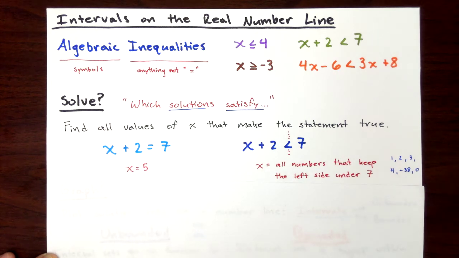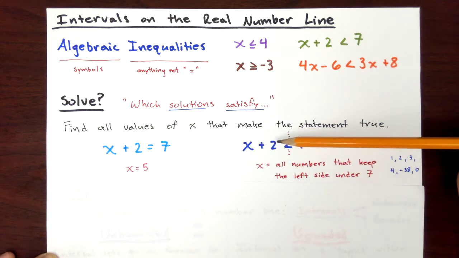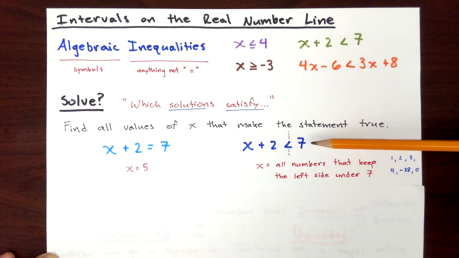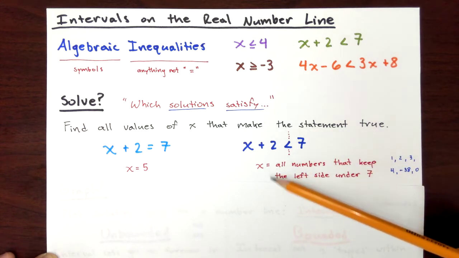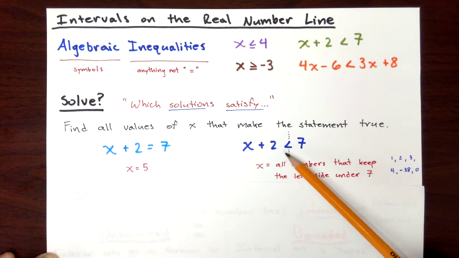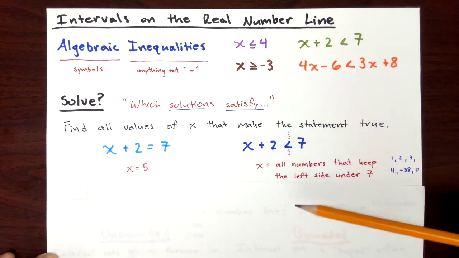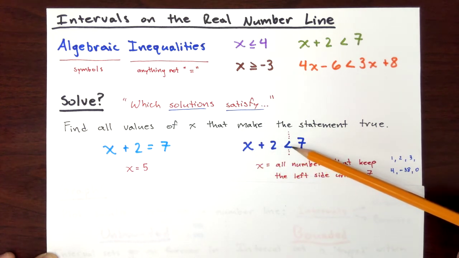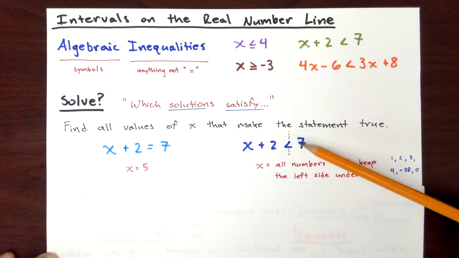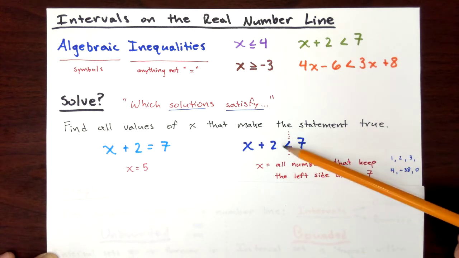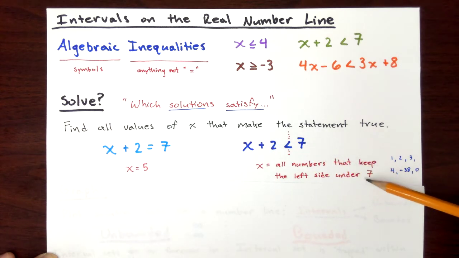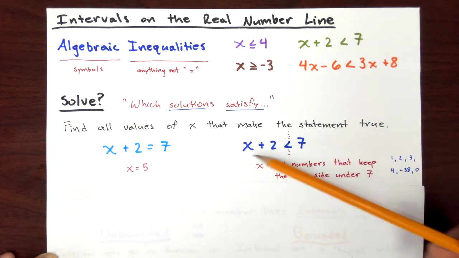And that's what you have to think about when you're thinking about inequalities, just as you do with equalities: you have to find all of the values of x that make the statement true. So in this case, x plus 2 is less than 7. You have to find all the numbers that keep the left side, it's not always going to be the left side, but in this case it is, under 7. So what makes this statement true?